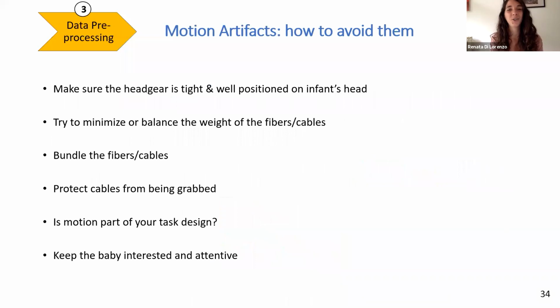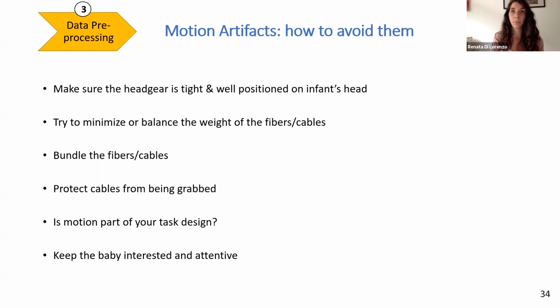Okay, so the best way to deal with them is to avoid recording them. Yeah, it seems stupid, but it's the best way. There are some things you can make sure of while you're testing to try to avoid recording these kinds of motion artifacts. The first thing, as I said, is making sure that the headgear or the head cap is tight enough and well positioned on the infant head, and try to minimize or balance the weight of the fibers or the cables on the infant head.